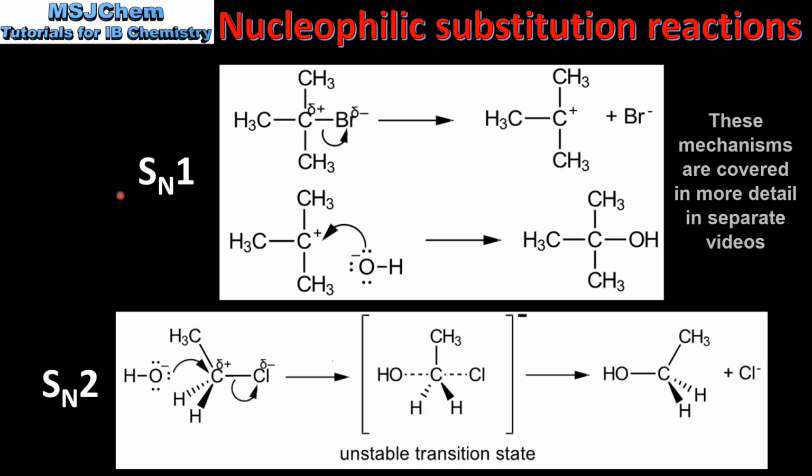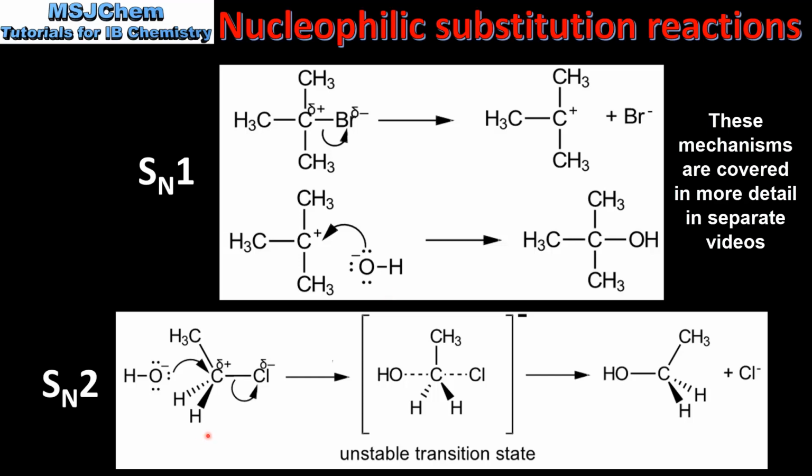And finally, we'll compare the SN1 and SN2 reaction mechanisms. So as we can see, the SN1 mechanism is a two-step reaction. The first step involves the formation of a carbocation. In the second step, the nucleophile bonds to the carbocation.